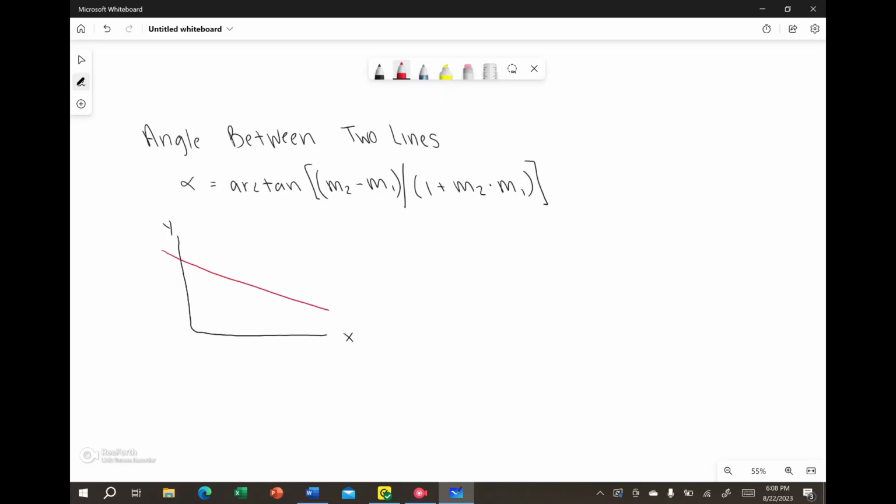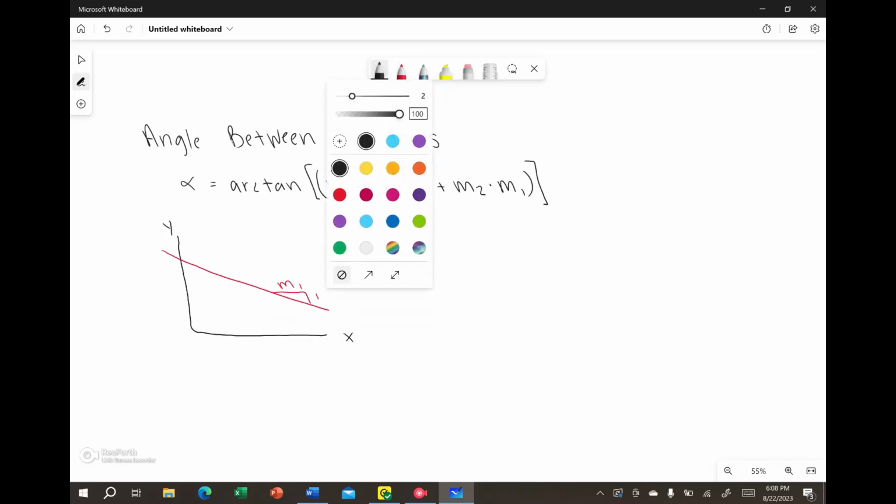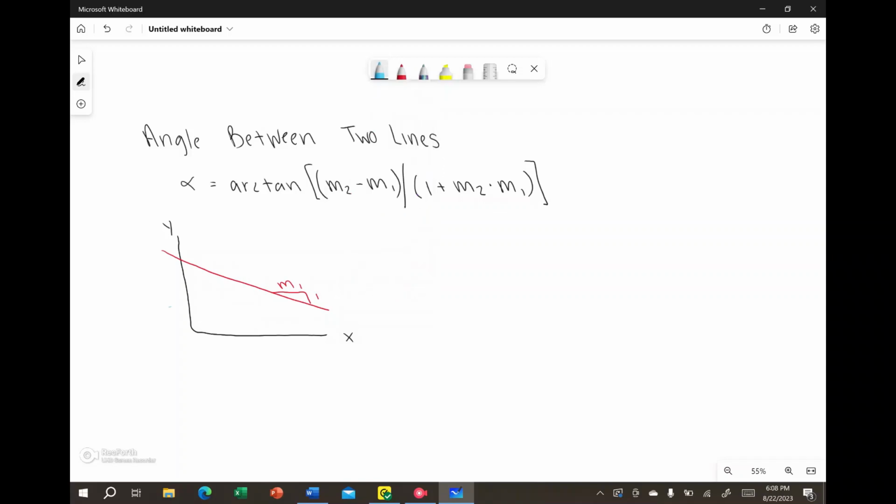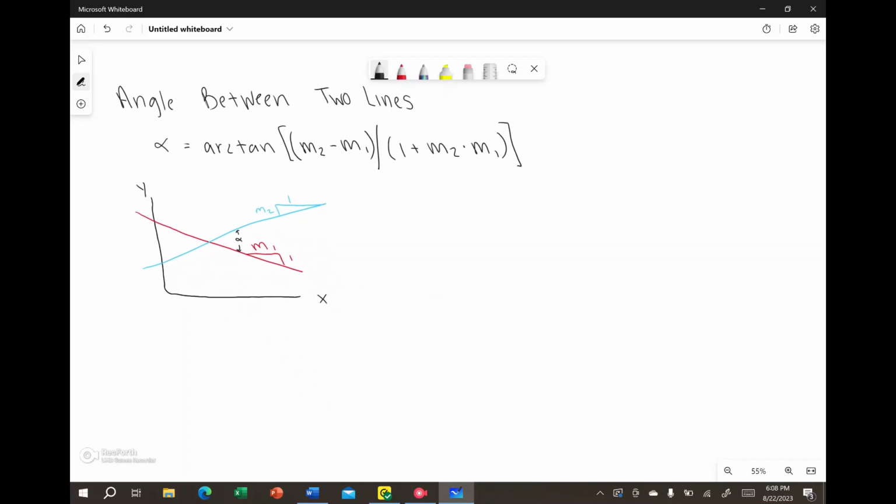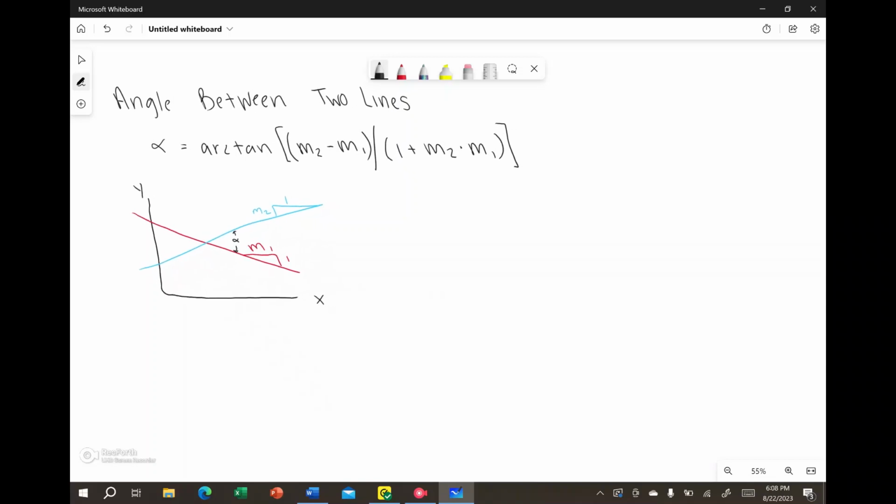In the figure, I'm going to have a coordinate system in the first quadrant showing one line with slope m1 and a second line with slope m2, and the angle between them will be alpha. It's always going to be positive, because we're talking about the angle between these two lines, so we'll technically never have a negative value.